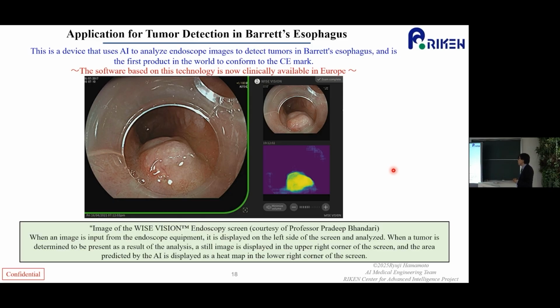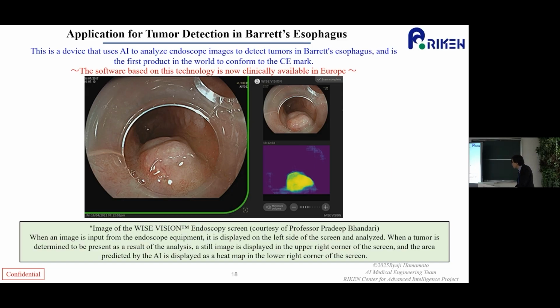This is a device that uses artificial intelligence to analyze endoscope images to detect tumors in Barrett's esophagus, and is the first product in the world to conform to the CE mark. This software based on this technology is now clinically available in Europe.